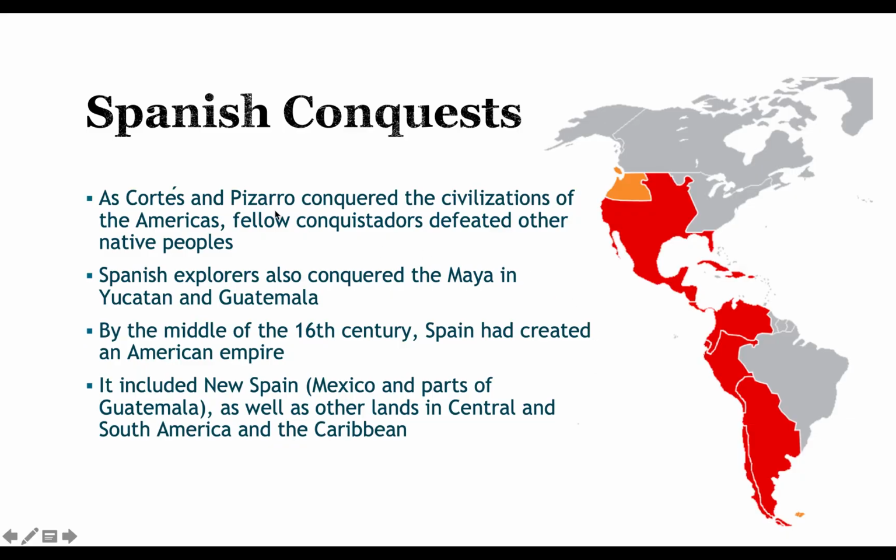All right, so the Spanish conquests. As Cortez and Pizarro conquered the civilizations of the Americas, fellow conquistadors defeated other Native American peoples. Spanish explorers also conquered the Mayans in the Yucatan and Guatemala. By the middle of the 16th century, Spain had created an American empire. It included New Spain, that's Mexico and parts of Guatemala, as well as other lands in Central and South America and the Caribbean.